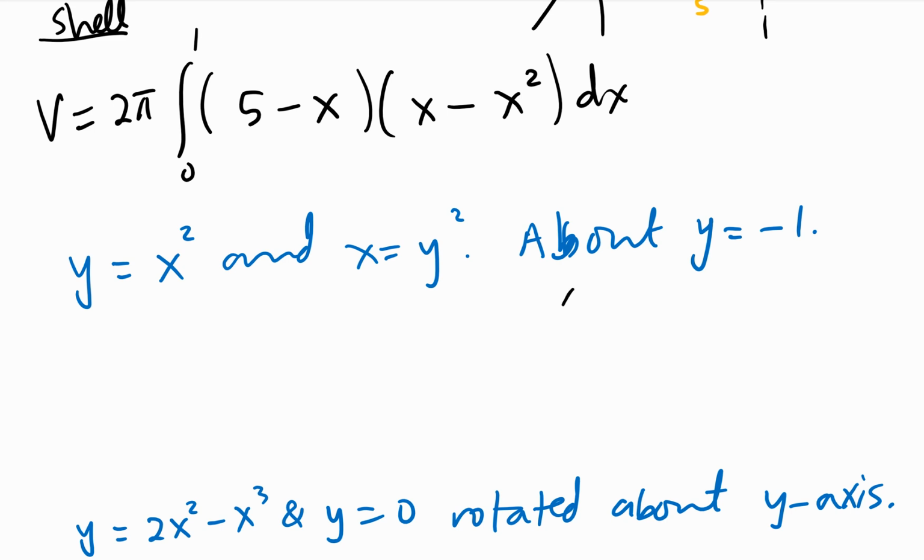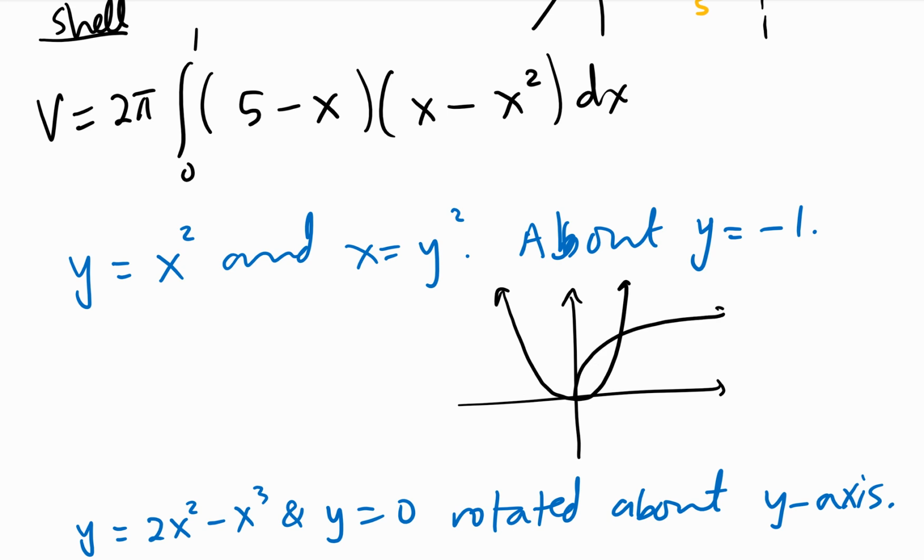So for this one, we have y equals x squared and x equals y squared. This is the region. We're going to rotate this around y equals -1. This is y equals -1. And the origin. So we can use either method, shell or washer. Either one is fine. But if, let's say, we want to use what we learned today, something new, let's see how we approach that.